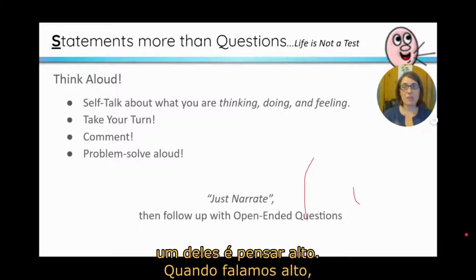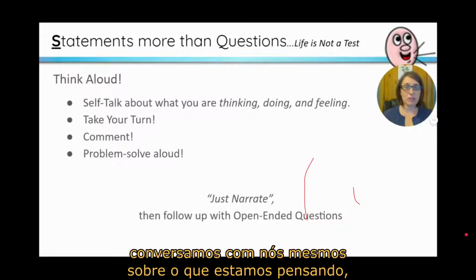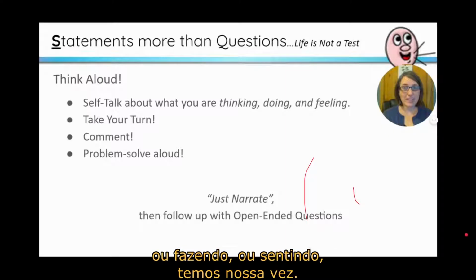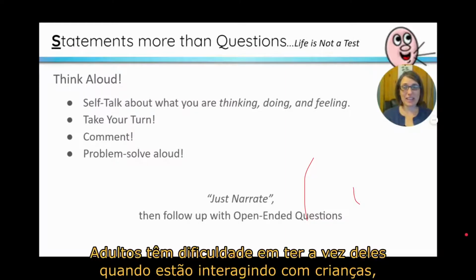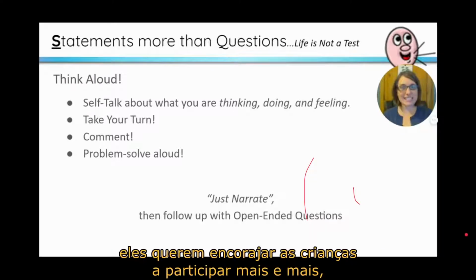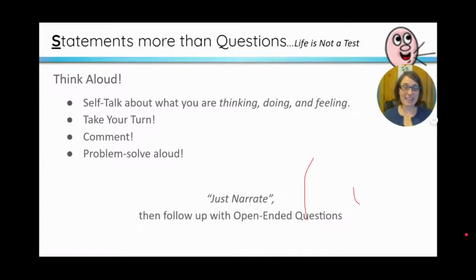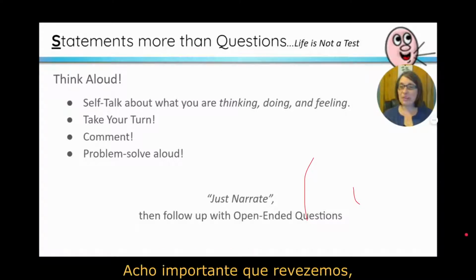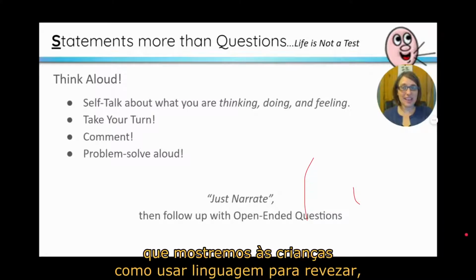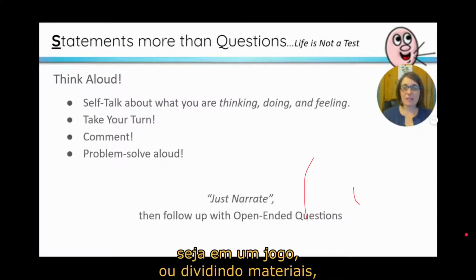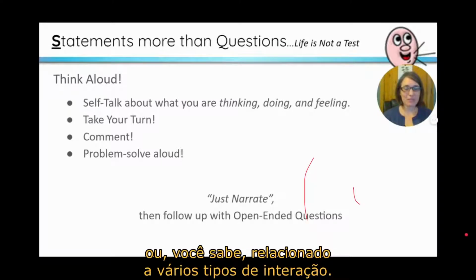One of them is think aloud. When we think aloud, we self-talk about what we are thinking or doing or feeling. We take our turn. It's kind of crazy, actually. Adults have a really hard time taking their turn when they're interacting with kids. They want to encourage kids to take turns over and over, or maybe facilitate turn taking between two kids, but adults themselves are not great at taking turns, in my observation. So I think it's important that we take a turn, that we show kids how to use language to take a turn, whether it's in a game or sharing materials or really related to lots of types of interactions.